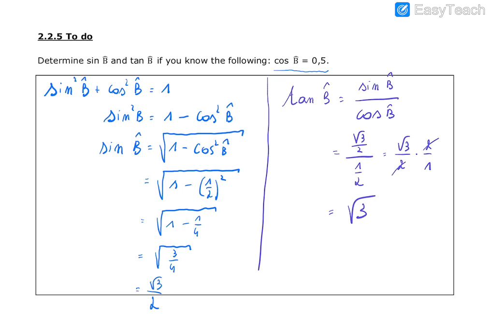Okay. With this example in mind, you are now going to try and make exercises 10 and 11, and you're going to upload them later on in the upload zone. Okay, good luck.